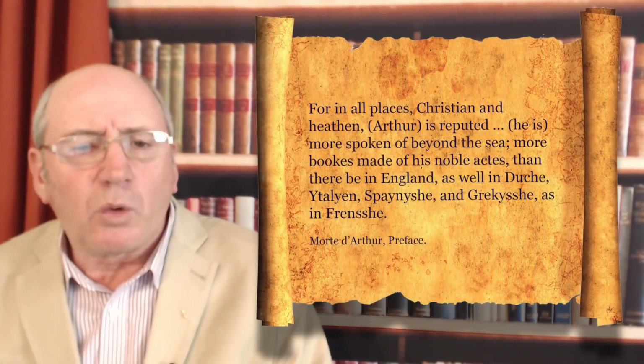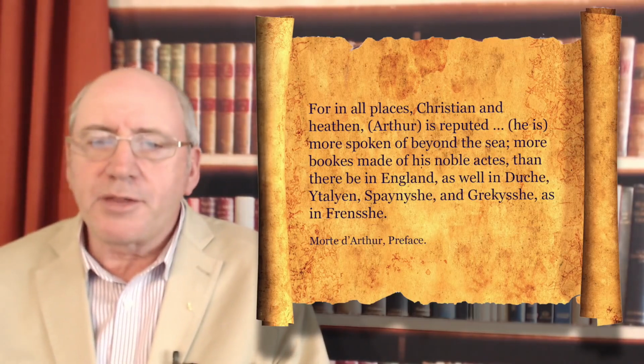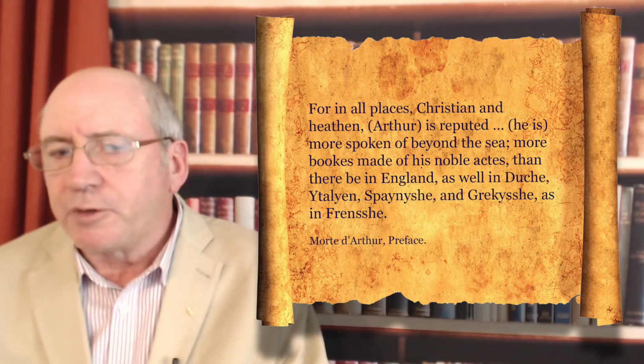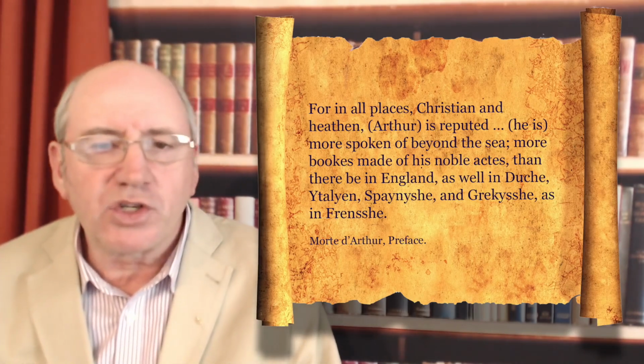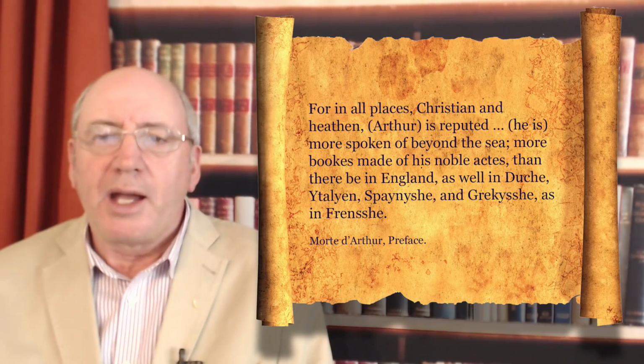Now, you might say that's not true because Monmouth and Oxford produced their manuscript, but they overtly say that their manuscript was Norman Breton. They actually brought it from abroad and copied it and produced it in Britain. So it's not really until we get to Morte d'Arthur by Malory, which was very late, that we get a British version of the King Arthur story. As Malory says in his preface, "For in all places, Christian and heathen, Arthur is reputed. He is more spoken of beyond the sea, more books made of his noble acts than there be in England, as well in Dutch, Italian, Spanish, and Greekish, as in French."